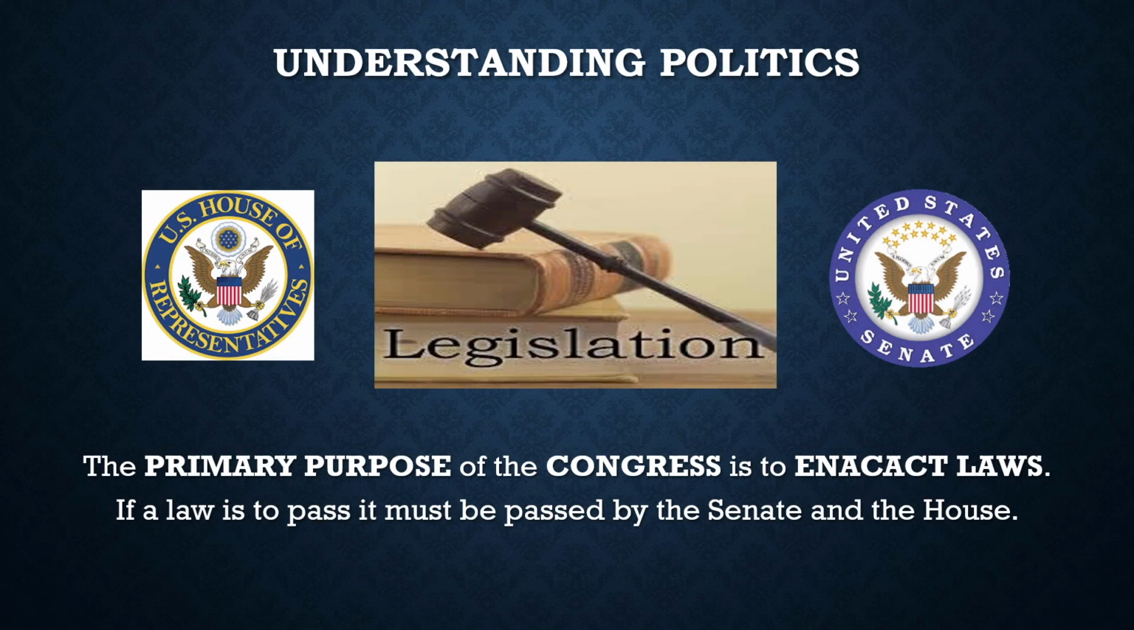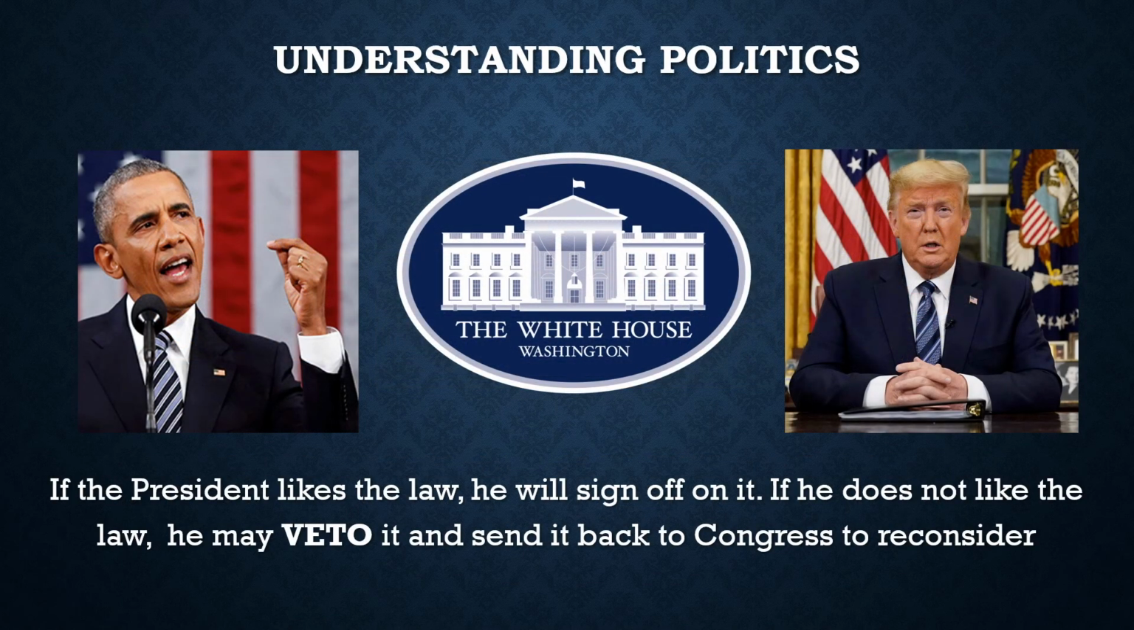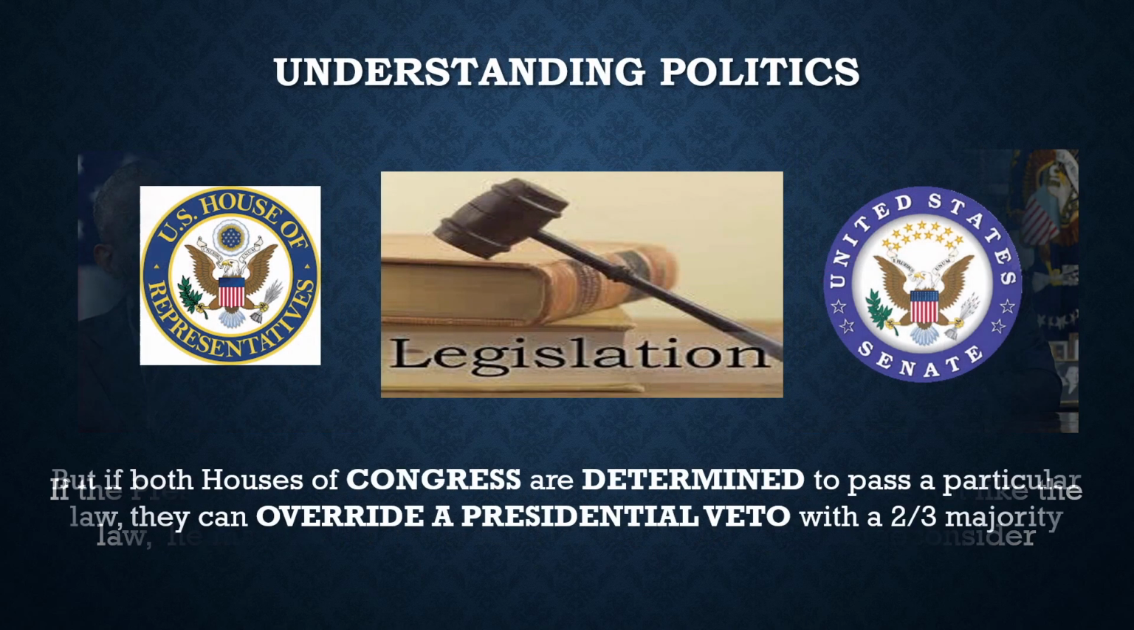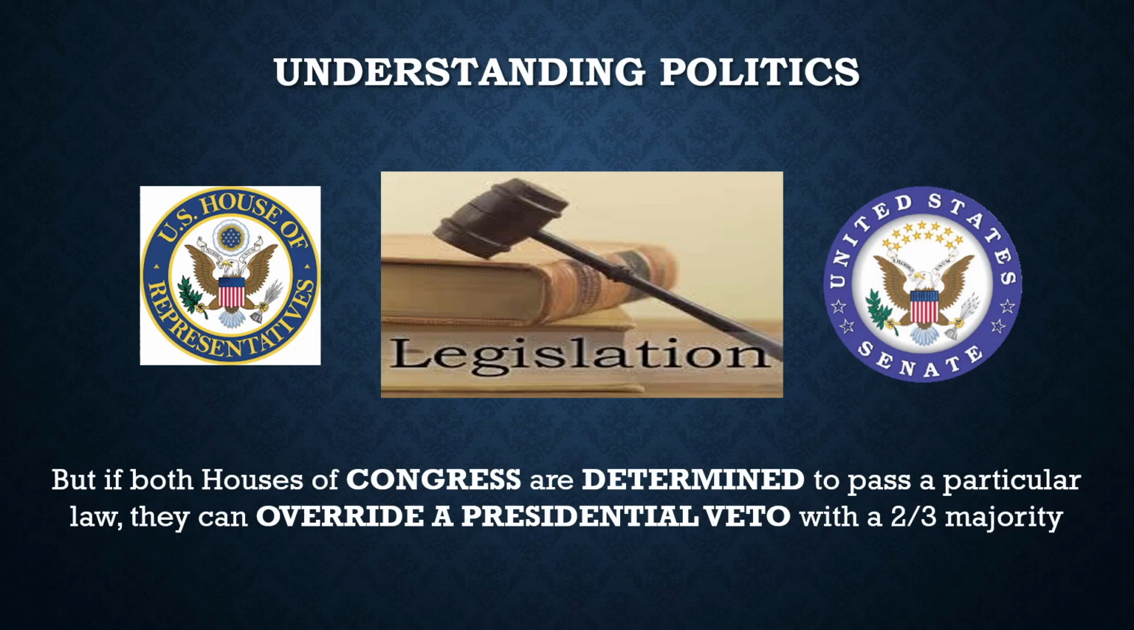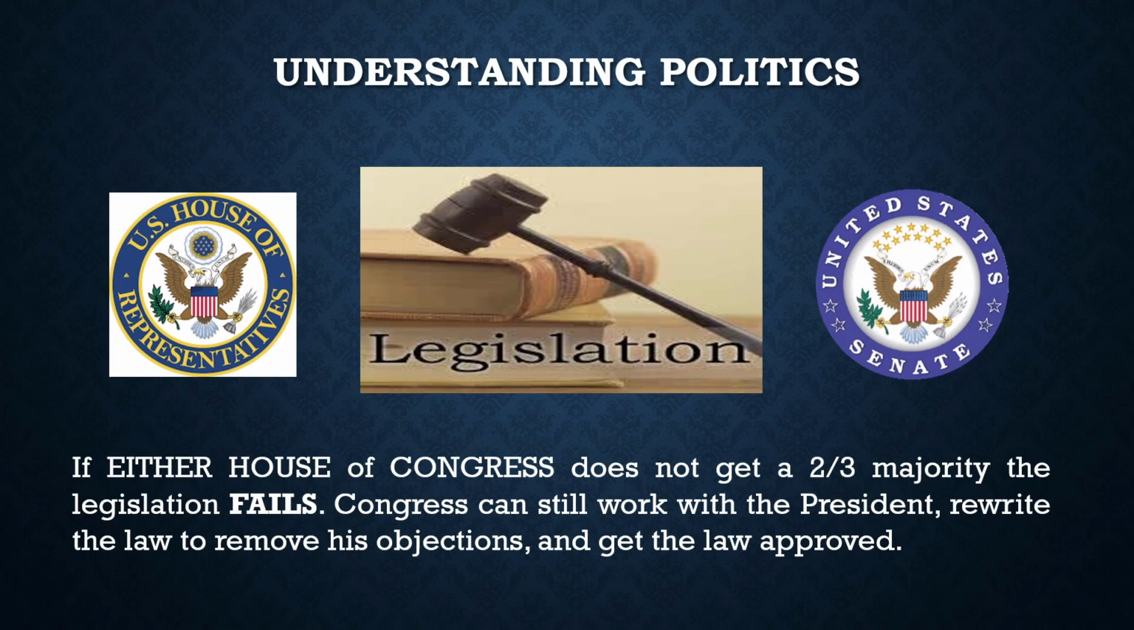The primary purpose of the Congress is to enact laws. If a law is to pass, it must be passed by the Senate and the House. If the President likes the law, he will sign off on it. If he does not like the law, he may veto it and send it back to Congress to reconsider. But if both houses of Congress are determined to pass a particular law, they can override a presidential veto with a 2/3 majority. If either house of Congress does not get a 2/3 majority, the legislation fails. Congress can still work with the president, rewrite the law to remove his objections, and get the law approved.